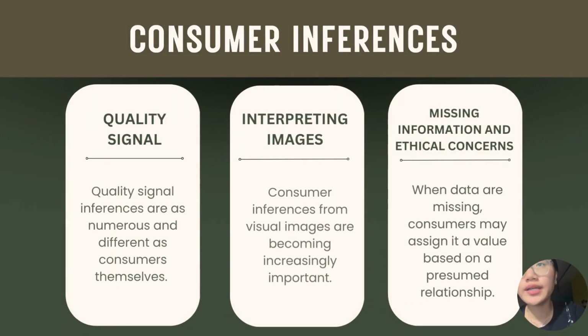And move to part 4, the consumer inferences. First of all is quality signal. Consumers usually think that you get what you pay for, which is one of the famous assumptions that consumers believe. So they think that higher-priced brands have higher quality than lower-priced brands do. Next is interpreting images. Consumer inferences from visual images are becoming increasingly important as advertisers increase their use of visual imagery. And the last one is missing information and ethical concern. When the data about an attribute are missing, consumers may assign it a value based on a presumed relationship between that attribute and one for which data are available.